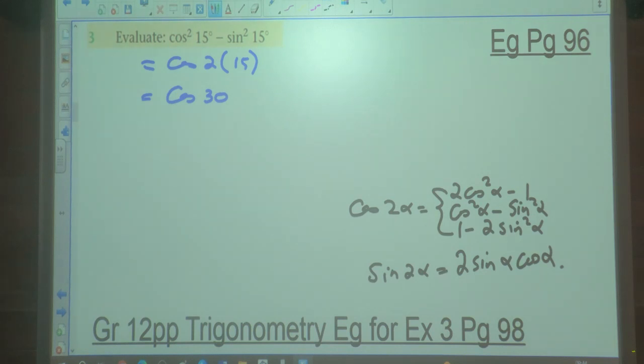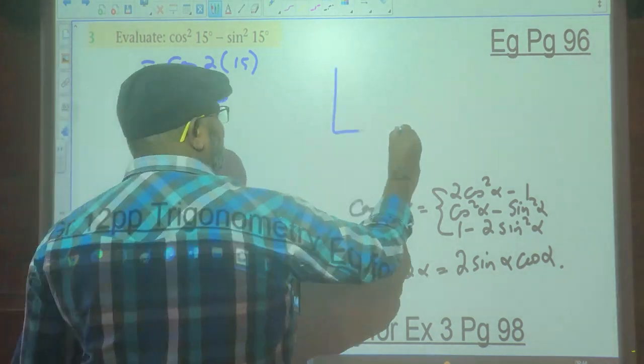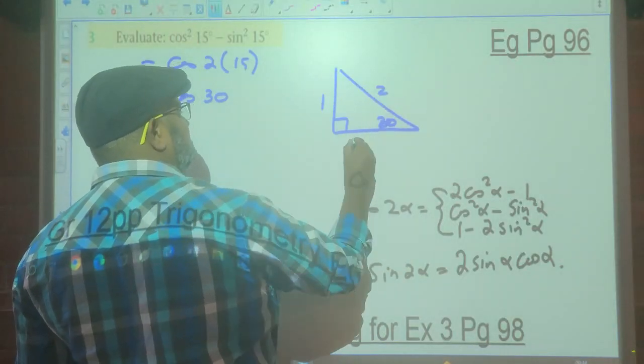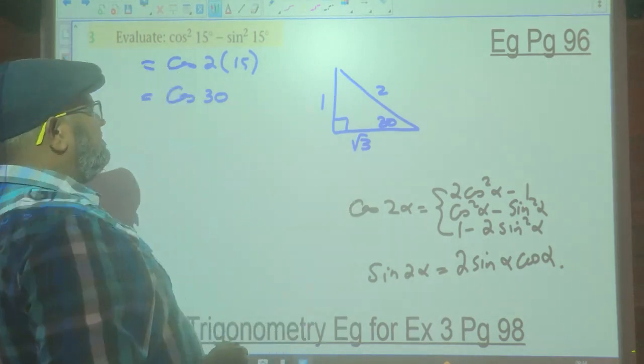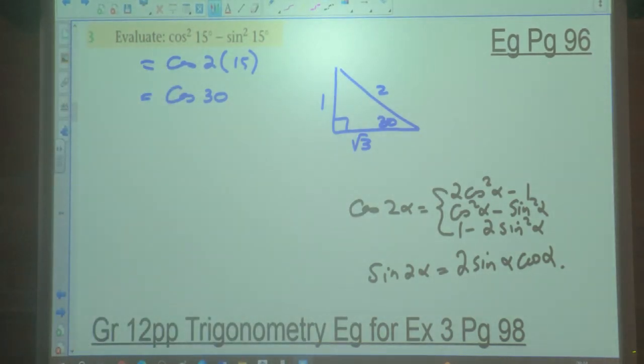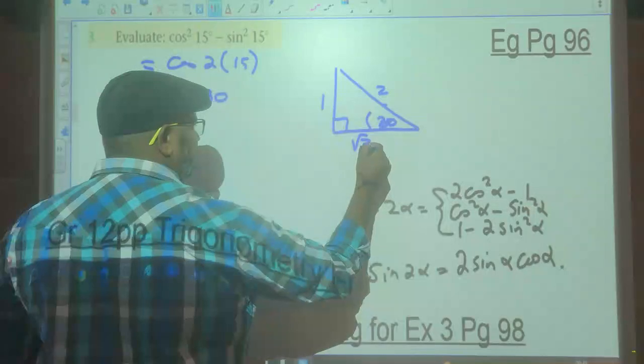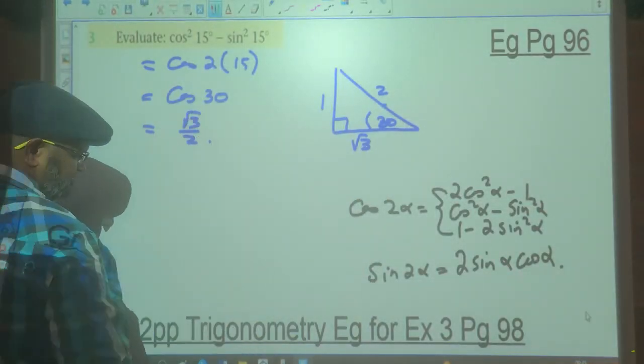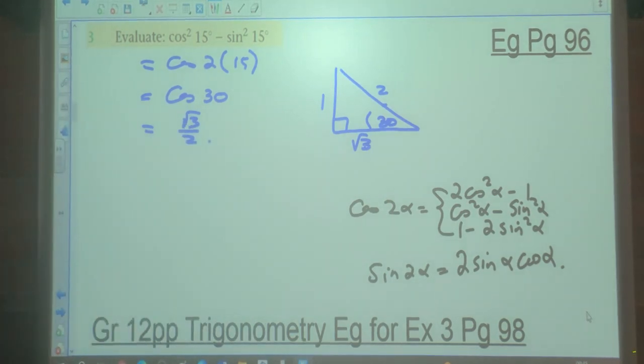Special angle. Remember, for the special triangle, I always encourage you to draw the following: 30, 1, 2, root 3. Remember, what does cos stand for? Adjacent over hypotenuse. There's going to be root 3 over 2.